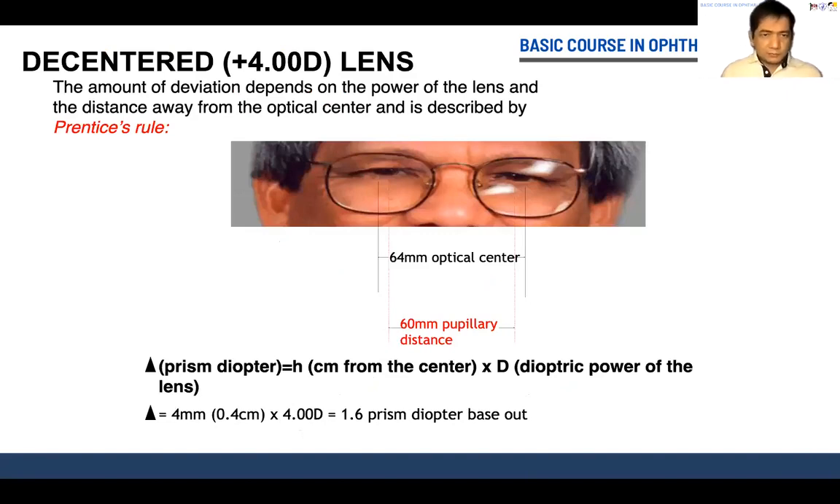So in this case, for example, we have a 4 diopter lens in a patient, okay, and if we measure the pupillary distance, it is 60 millimeters. However, for some reason, we prescribe a 64 millimeter optical center. So there's a difference of 4 millimeters decentration. Applying Prentice's rule, we have here 4 millimeters, converted to cm, that is 0.4, multiplied by the power of your lens, which is 4 diopters. Therefore, we have a deviation of 1.6 prism diopters base out.